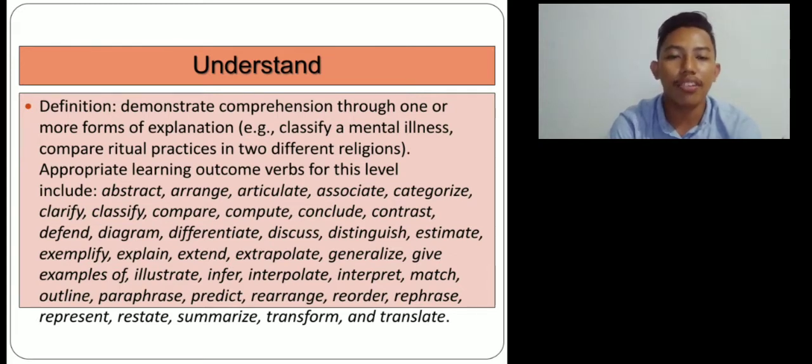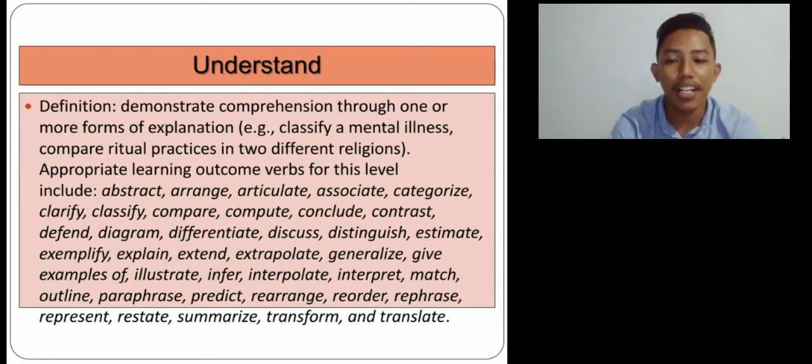So appropriate learning outcome verbs for this level include abstract, arrange, articulate, associate, categorize, clarify, classify, compare, compute, conclude, contrast, defend, diagram, differentiate, discuss, distinguish, estimate, exemplify, explain, extend, extrapolate, generalize, give examples of, illustrate, infer, interpolate, interpret, match, outline, paraphrase, predict, rearrange, reorder, rephrase, represent, restate, summarize, transform, and translate.